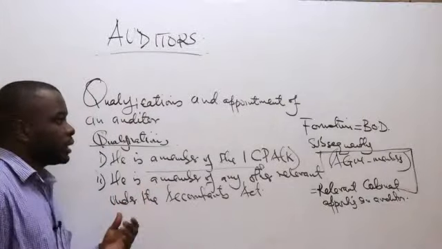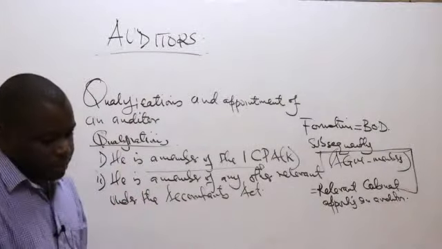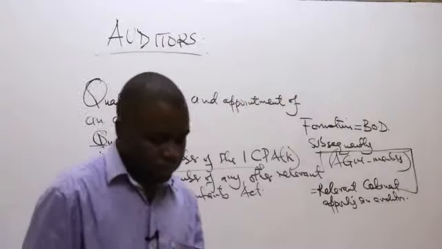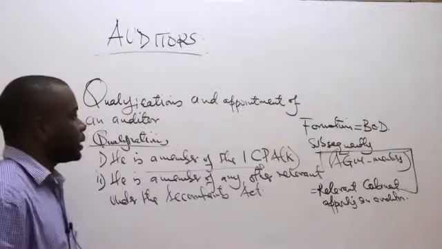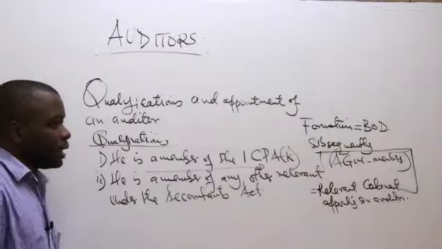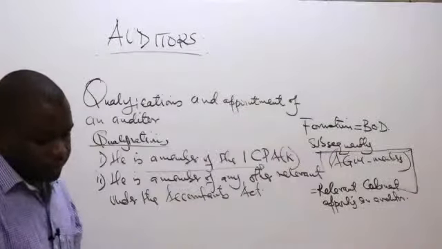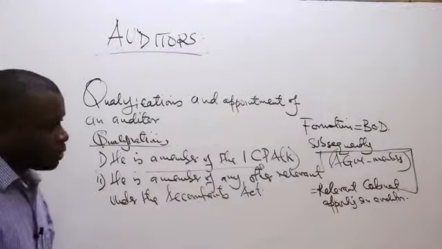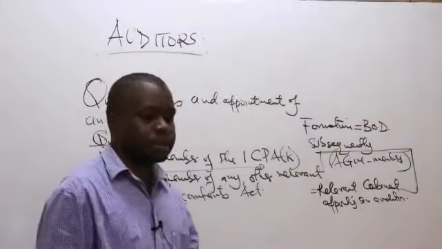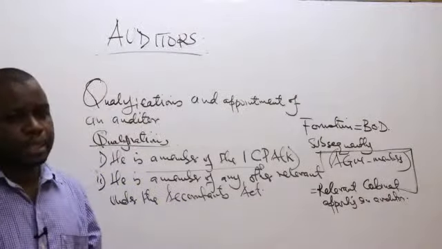So, of course, in such a case, you lose independence. So you can say if his term of service has come to an end, of course, automatically the previous auditor will be reappointed, but certain circumstances can make him not to be reappointed.